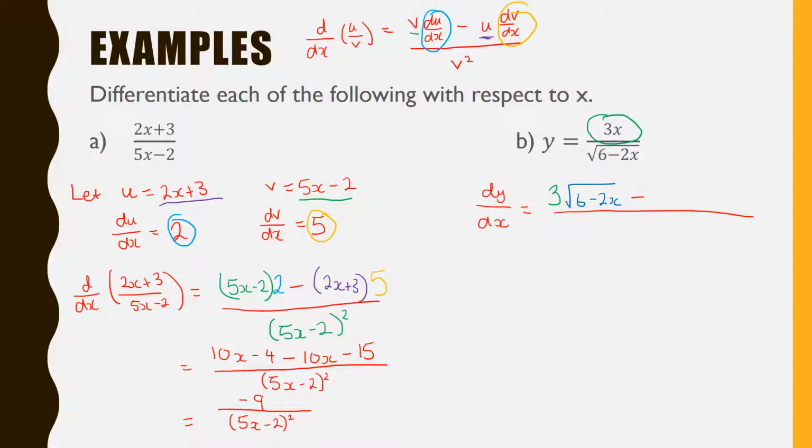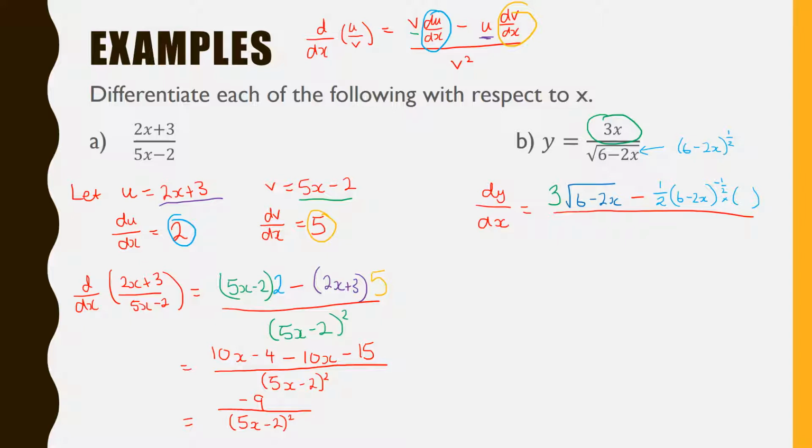Now, to differentiate the denominator, we really need to write this with a power. And hopefully you notice that we need to use the chain rule to differentiate the denominator. So we multiply by the outside function. To differentiate the outside function, we multiply by the power, we subtract 1 from the power, and what is written inside stays the same. Then we multiply by the derivative of the inside function.